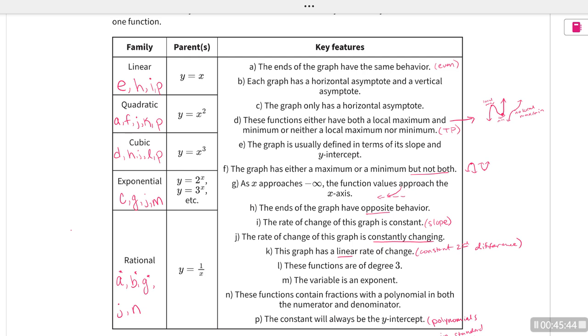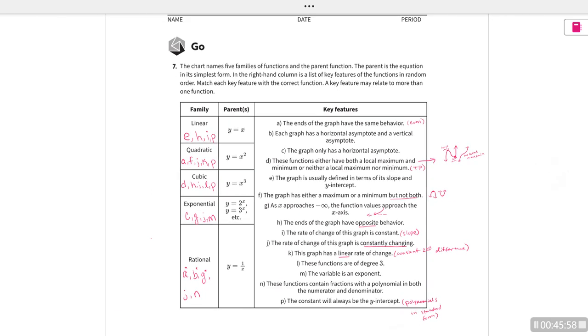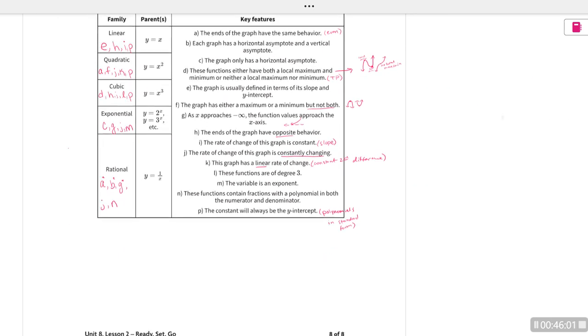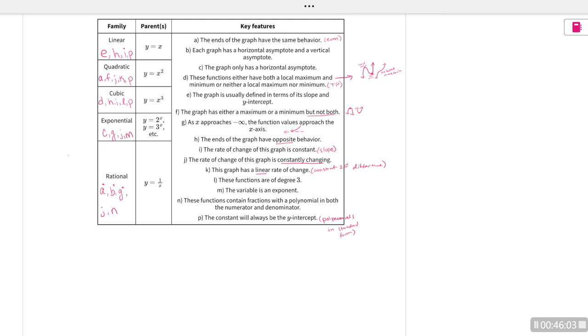It's not true for exponential. For that one, the y-intercept is typically the initial value. In rational functions, often that changes. Sometimes they do not have a y-intercept because that's where the horizontal asymptote is. But sometimes they do. Okay, and that's it for Unit 8, Lesson 2.